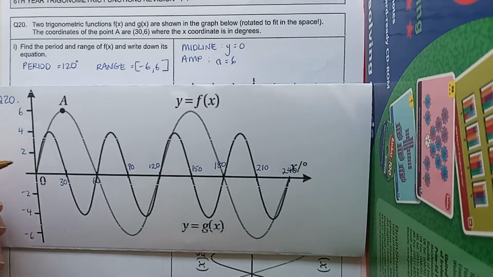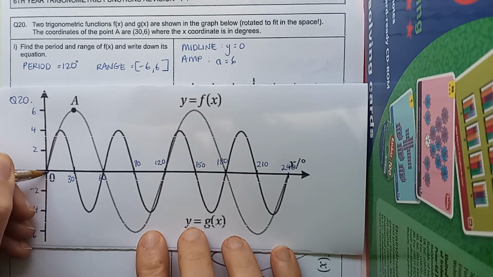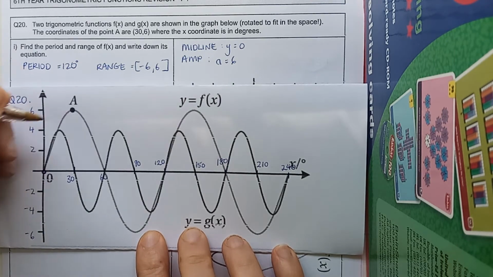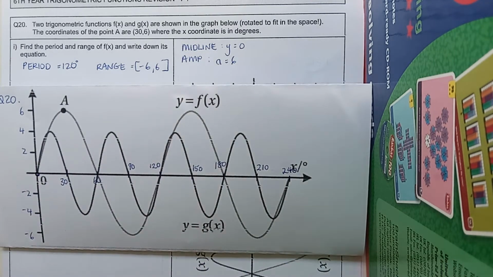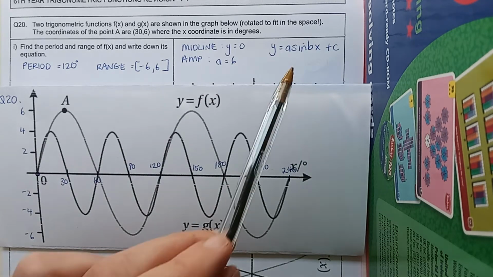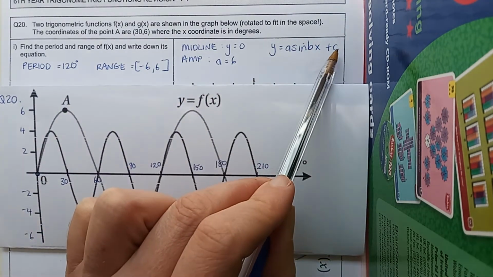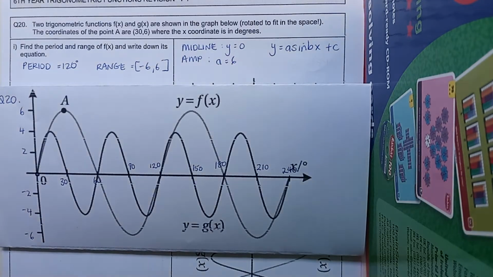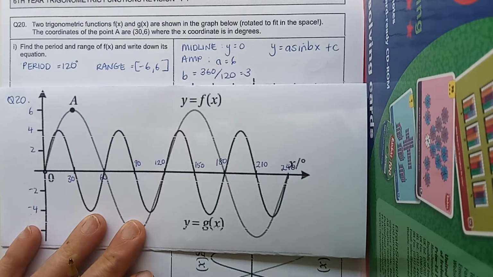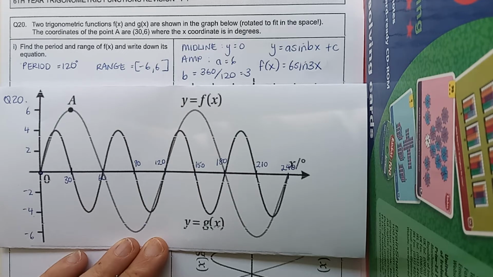I note that the function is starting at the origin and it's moving up to its first peak, so it's going to be a sine function. A is going to be 6 as that's the amplitude, C is going to be 0 as that's the midline. I just need to know what the B value is. I can work that out from the period. Remember that B is just 360 divided by the period of the function, so in this case that's 3. So my function is going to be 6 sine 3x, or you can say 6 sine 3x plus 0 as a nod to the midline, but 6 sine 3x is fine.